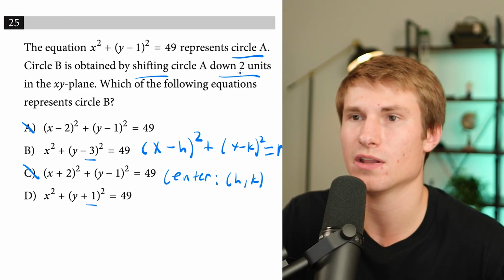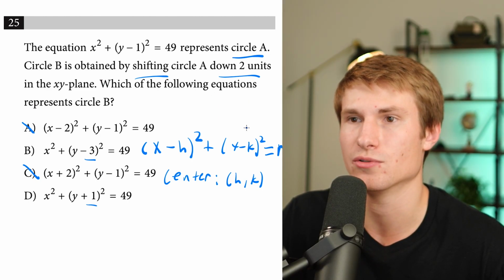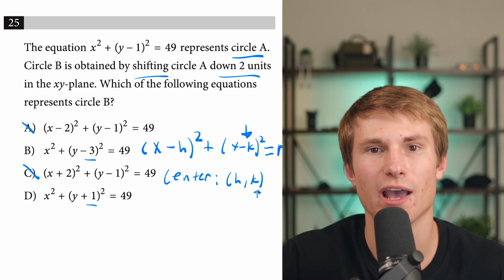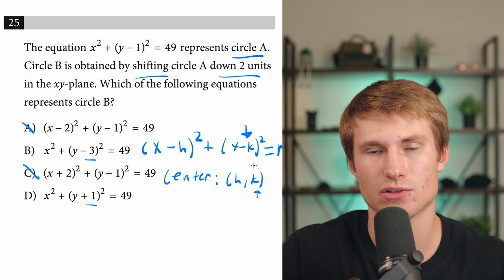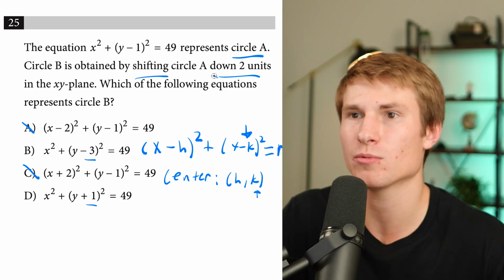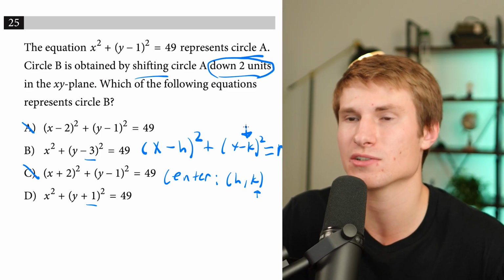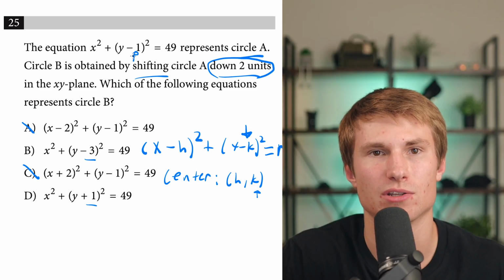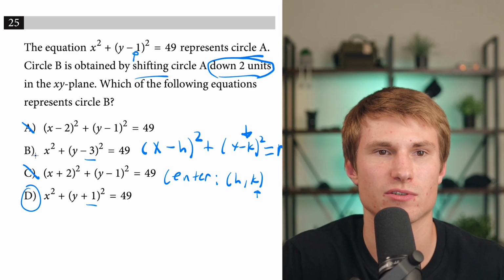Now, you have to understand that if you're shifting the circle down by 2 units, that minus k means your center is at k. So if you need your center to move down, then you have to ultimately add 2. Because if you want to move that center down 2 units, you have to add 2 because there's that minus sign in front of k. All right, so then you take this minus 1, you add 2, and you get y plus 1, so your answer there has to be answer choice D.